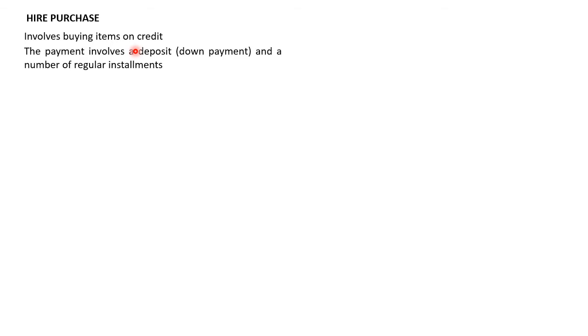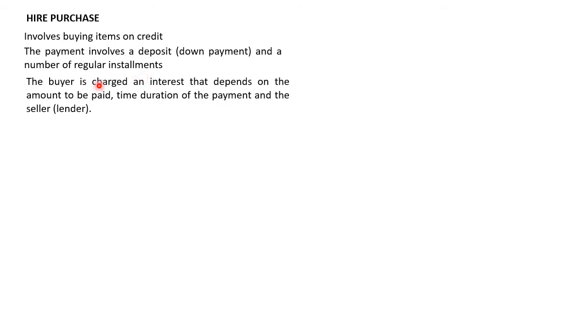Now, hire purchase normally involves buying items on credit, in which case the payment involves making a deposit, which we also call the down payment, and a number of regular installments normally done in months. Now, the buyer is normally charged interest that depends on the amount to be paid, or on the duration, and maybe also on the seller. Therefore, the buyer will be charged some interest.